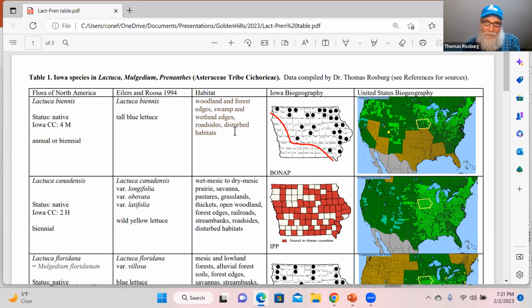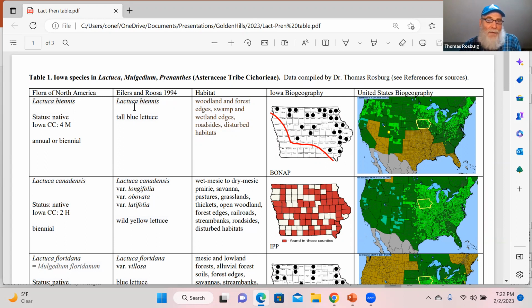Take Lactuca biennis, for example, our first one right here. So what you see in these columns here, Flora of North America taxonomy, and then Eilers and Rusa. This is the checklist of Iowa vascular plants. It's what we've got for a checklist of plants in Iowa. It's badly out of date. So that's why it's important to update the nomenclature to what I think should be our standard nomenclature, of course, here, the huge monumental work called Flora of North America.